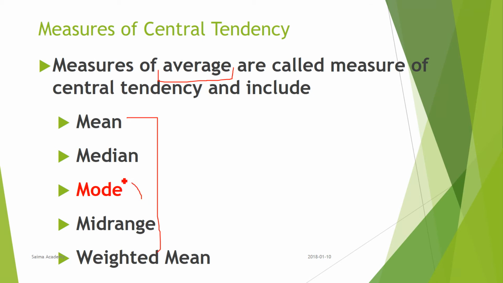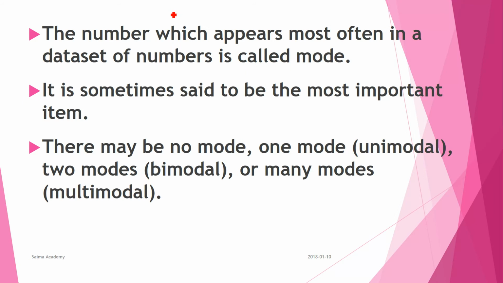We are learning mode today. It is very easy. Mode is the easiest one and a most important item. The number which appears most often in the data set of numbers is called the mode. Suppose you have a data set 1, 2, 3, 4, 4, 4, 4. You will see that 4 is coming 4 times. So this is the mode.